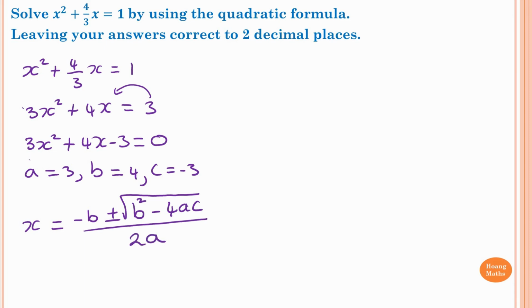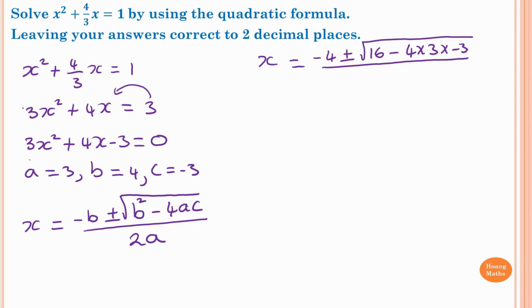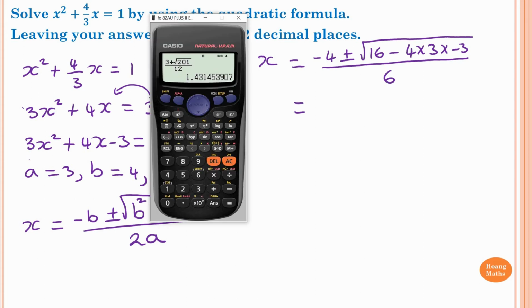2a. Now this will give me x is equal to negative b. b is 4, so it becomes negative 4, plus or minus b squared, so 4 squared is 16, otherwise just write 4 squared and you can use the calculator later, minus 4 lots of a, so that means 4 times a, which is 3, and times c, which is negative 3, and the square root of this over 2 lots of a. A is 3, so 2 times 3 is 6.